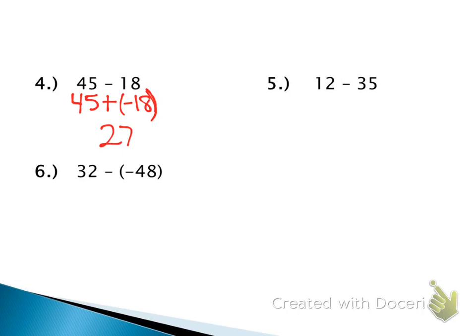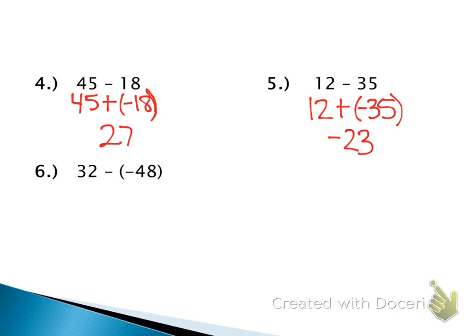On the next one, if I wanted to rewrite it, it would look like 12 plus negative 35. Logan, what would I get on this one? 12 plus negative 35? Negative 23, very good. We subtract their absolute values. We keep the sign of the number with the bigger absolute value.